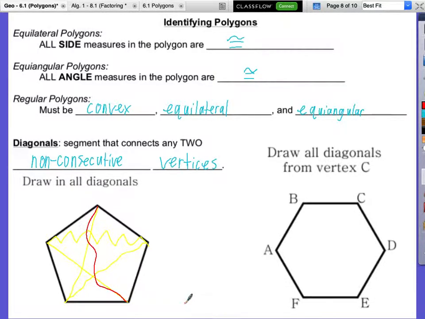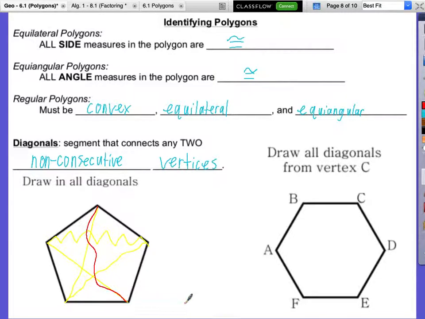Now, in actuality, our diagonals should be segments, not curves and waves and zigzags. We have different taste. Yeah, it's called make people OCD. It's abstract art. Draw a diagonal from vertex C.